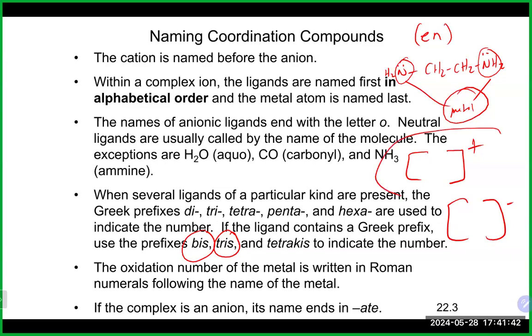If it is a positive complex ion, then in terms of the transition metal name, we just use the regular old name like we normally do: iron, copper, whatever it may be. If the complex ion is negative, then we use the old school names for the metals, typically the ones that end in -ate, like ferrate, cuprate, stannate. Those are typically what we use.